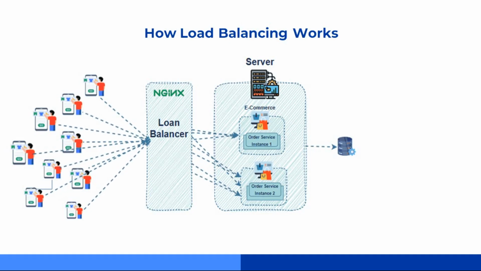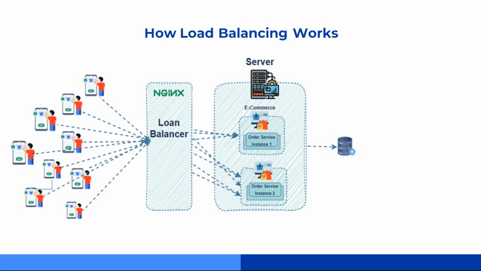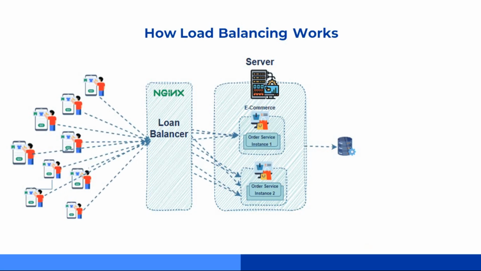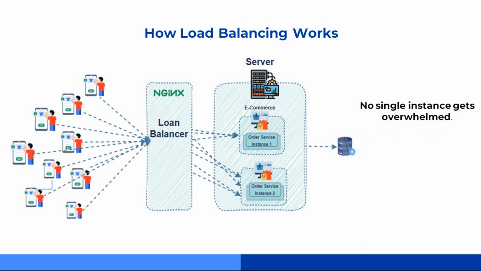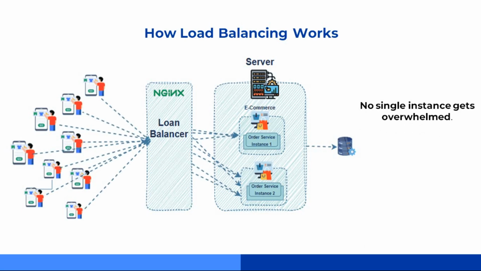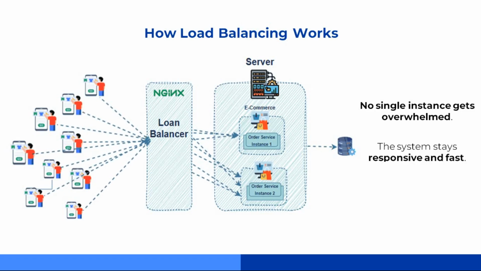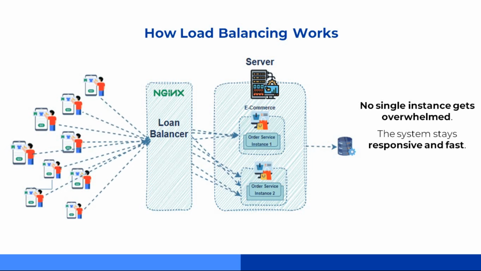If one instance is busy, it sends the request to another. If one instance is down, it routes everything to the ones still working. This means no single instance is overwhelmed. The system stays fast and responsive, and your users get a smooth experience no matter how many requests are coming in.